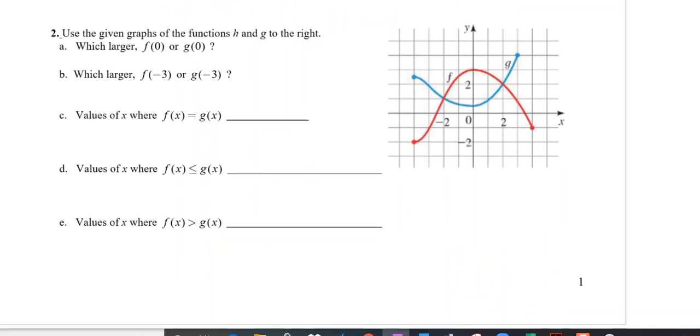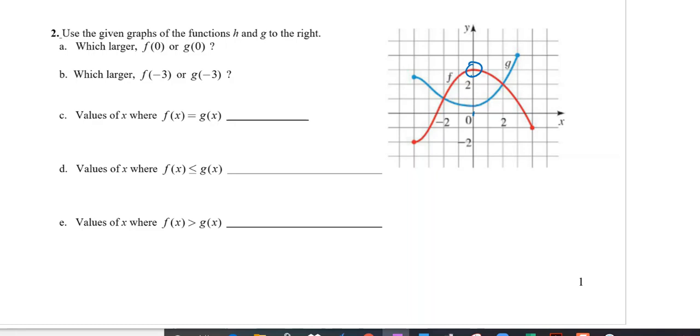And we are asked to first find which is larger, f of 0 or g of 0. Remember, 0 is the input here for both of those. The outputs are the y values. So f of 0 is the y value for the red graph when x is 0. Do you see where that is? Here's x equals 0. That number right there is f of 0.